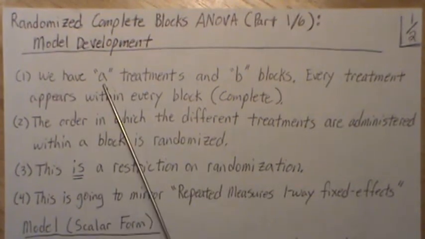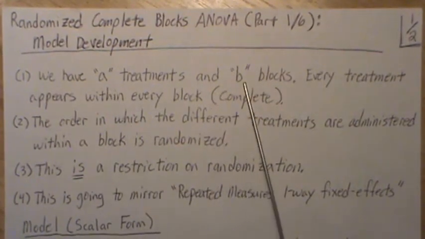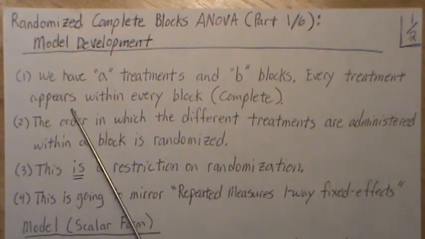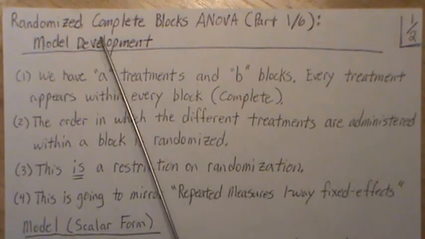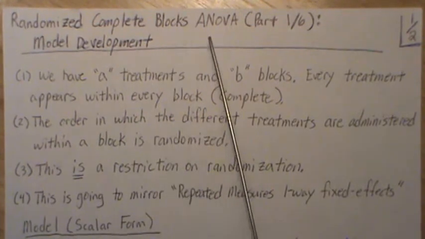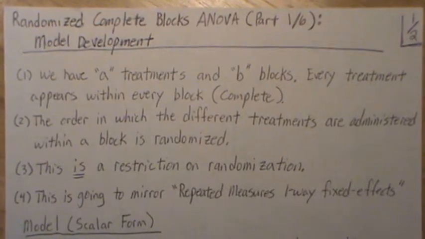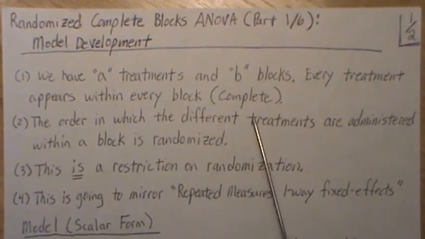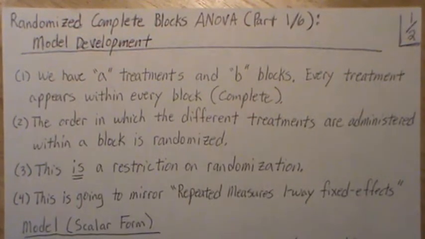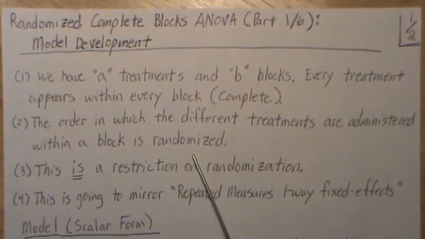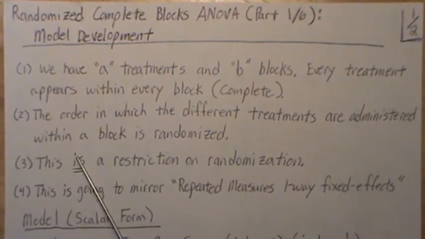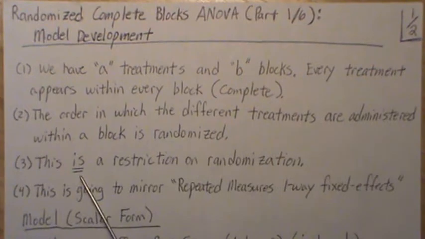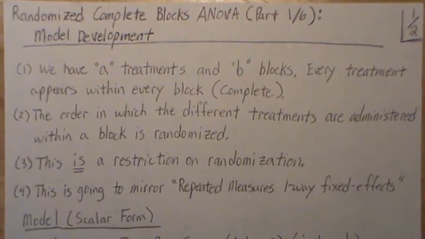Now, we have A treatments and B blocks. Every treatment appears within every block. That's what we mean when we say complete. So complete blocks means within a block, every treatment is seen. Now the order in which the different treatments are applied within a block is randomized, and I'll illustrate that in a second. This is, and I double underline is, a restriction on randomization.